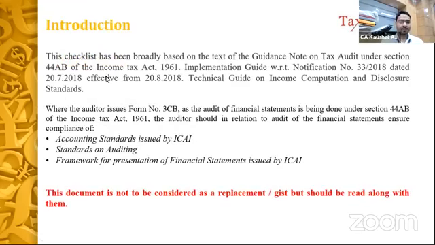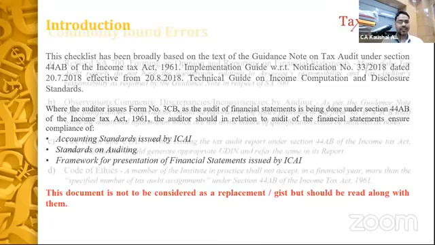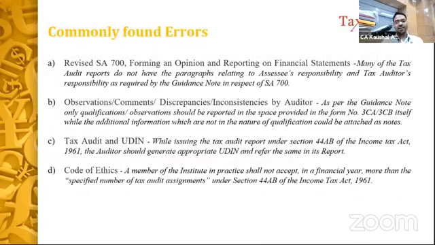So moving forward, the first and foremost thing we would like to suggest is that whenever the tax auditor issues an audit report, he must ensure that it is as per Section 44AB of the Income Tax Act, and while issuing the report, he must take care that the statements issued comply with the standards on auditing and the accounting standards as suggested by the ICAI, and that it is prepared on the framework for presentation of financial statements as issued by the ICAI. The second thing, apart from the checklist, is that the ICAI has noted a few points which the auditors miss.